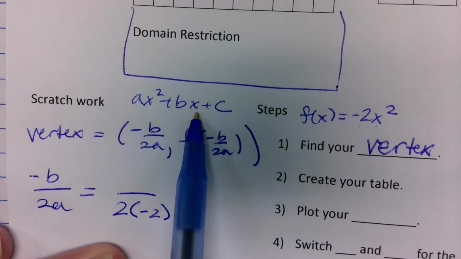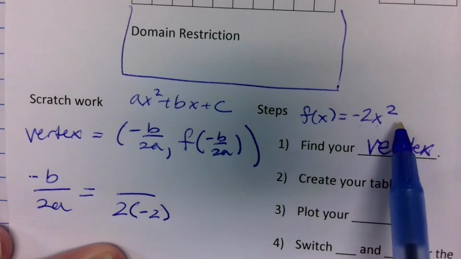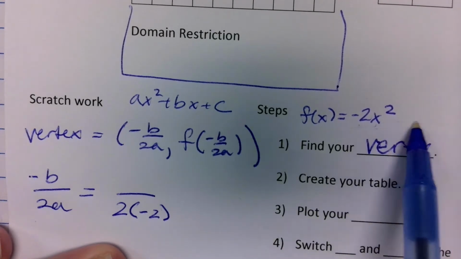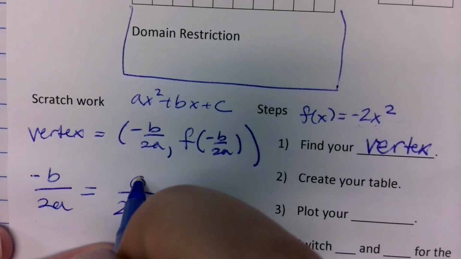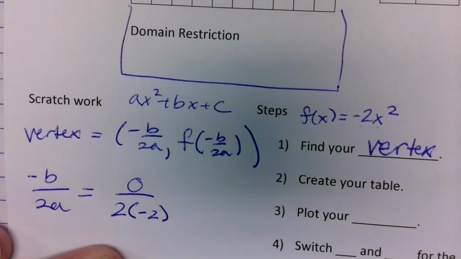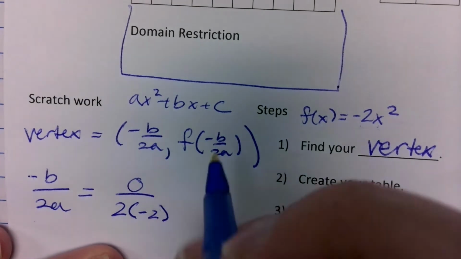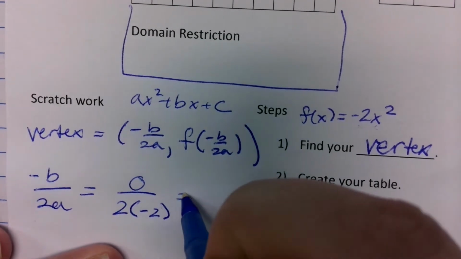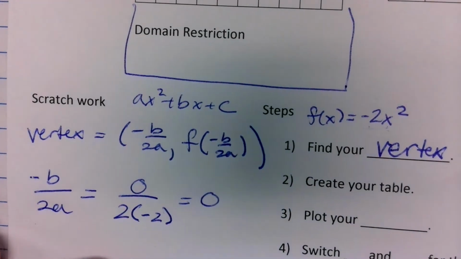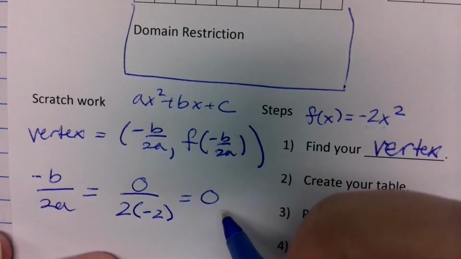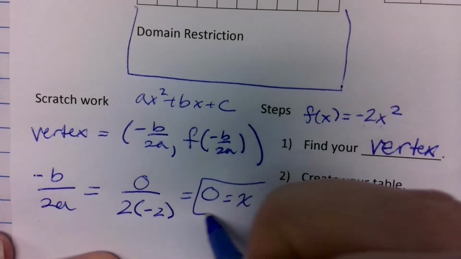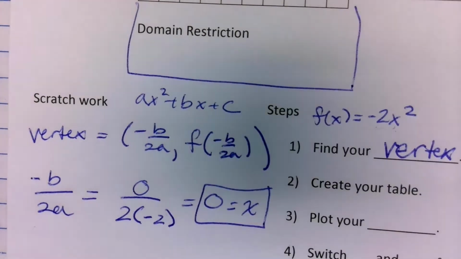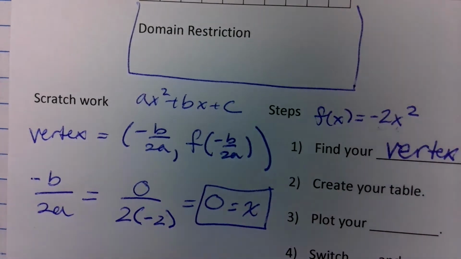Now b is the number in front of my x. This might be a little tricky, but it's actually pretty easy. Are there any other terms that have just an x? I don't have any terms, so it's a 0. What's 0 divided by a number? 0. So that's my x value. Just remember this is your x value. Can I zoom out a little bit? I need you to be able to see the table at the same time.